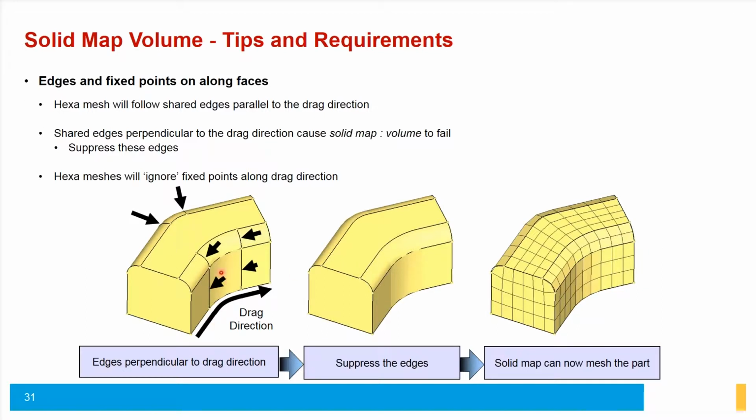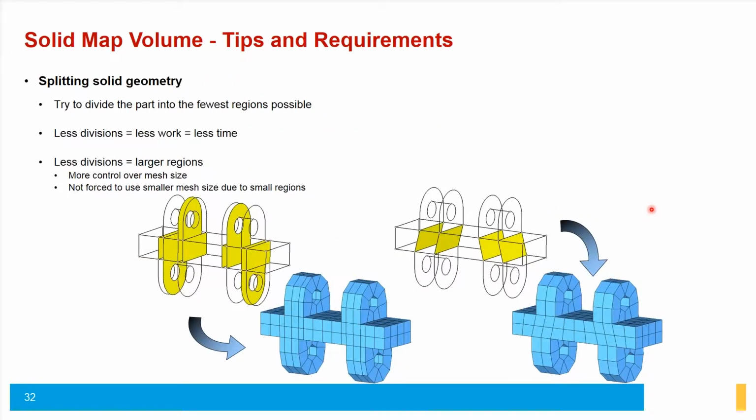where you have to watch out and make sure you don't have any edges that are perpendicular to the drag direction. Okay, if you ever have an edge that's perpendicular, then you can't use that drag direction. You have to suppress those lines like they do here to be able to have a map direction in this direction. So then here, for example, they mesh this face, and then they drag the elements through that.